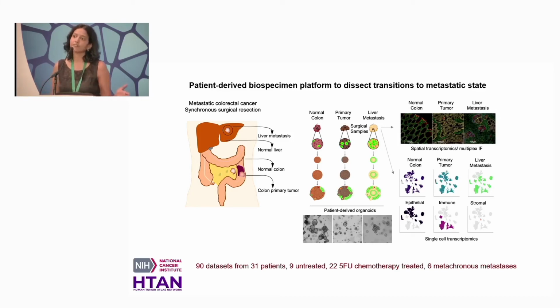And then the other two-thirds had received standard of care 5-fluorouracil-based chemotherapy prior to the surgery when we got their tissues. In 6 cases, we were also lucky to have a metachronous metastasis, a secondary met that developed 1 or 2 years after we got the initial collection. So we can actually see tumor progression in time also after therapy.